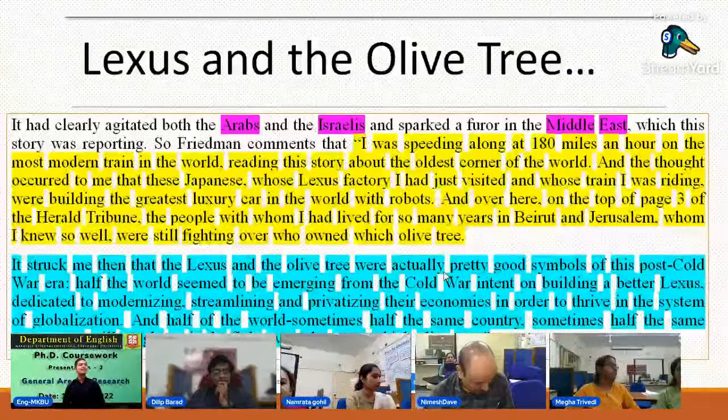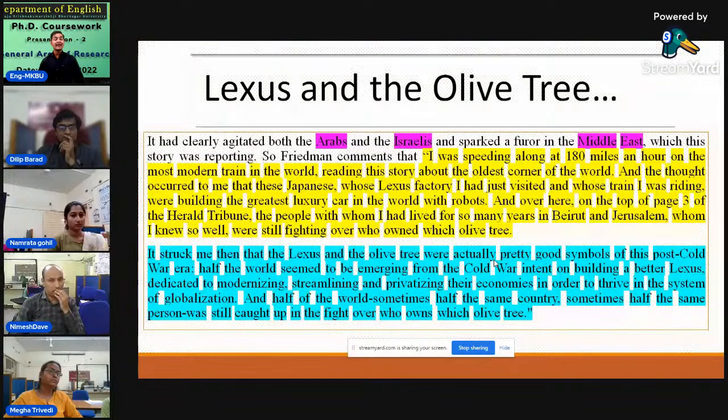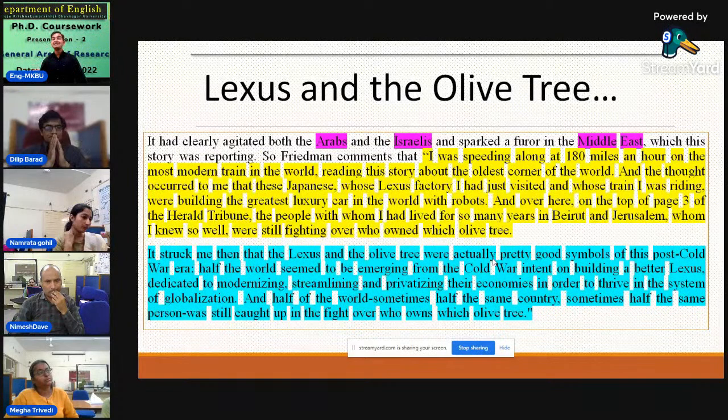It struck me, Friedman writes, that the Lexus and the olive tree were actually pretty good symbols of this post-Cold War era. Half the world seemed to me to be emerging from the Cold War intent on building a better Lexus, dedicated to modernizing, streamlining, and privatizing their economies in order to thrive in the system of globalization. So Friedman divides the world in two ways. One world is of the Lexus.